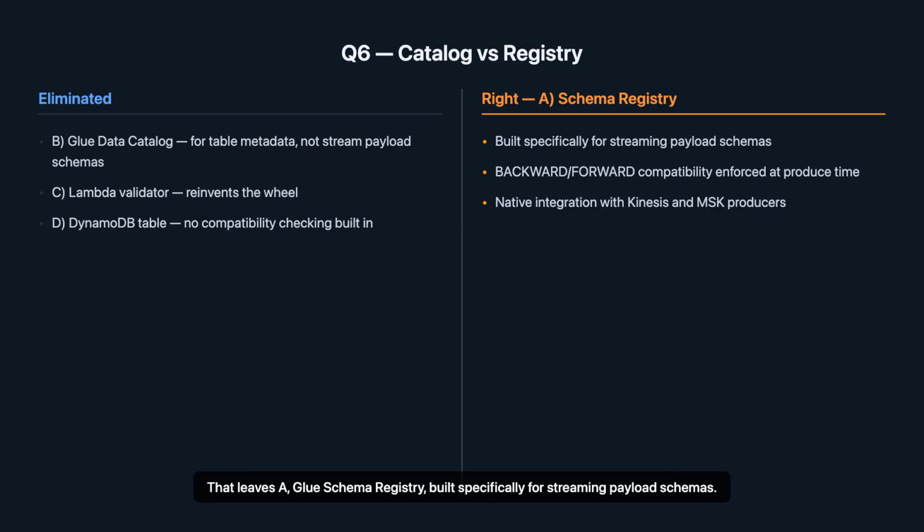That leaves A. Glue schema registry, built specifically for streaming payload schemas. It enforces backward and forward compatibility at produce time, and it integrates natively with both Kinesis and MSK producers. The distinction to remember: data catalog is for tables on disk, schema registry is for messages in motion.